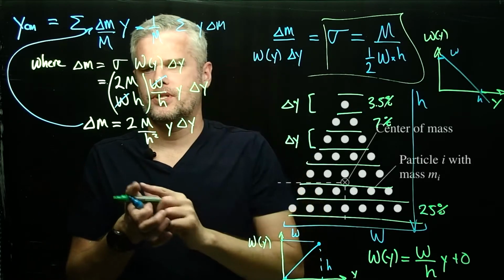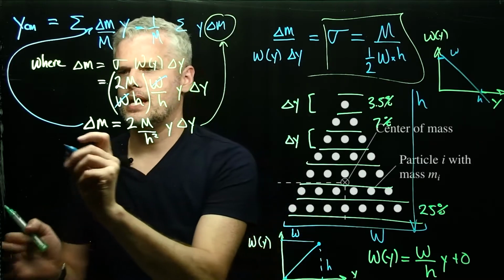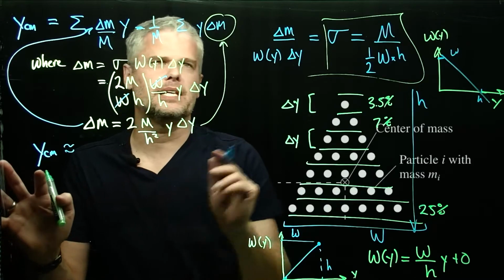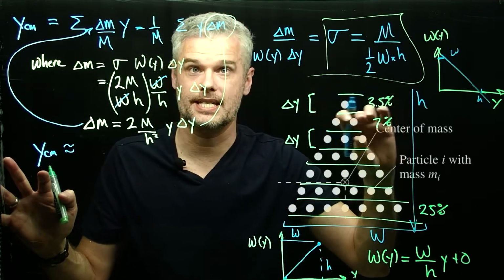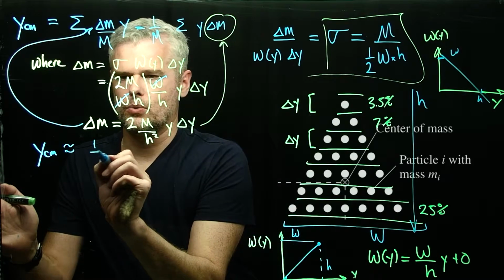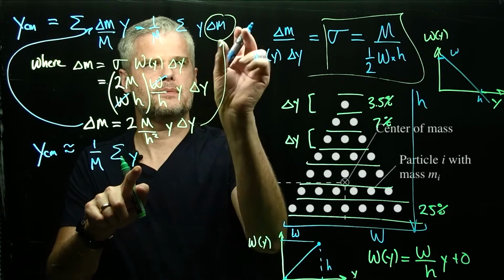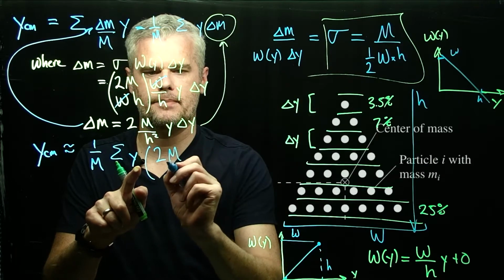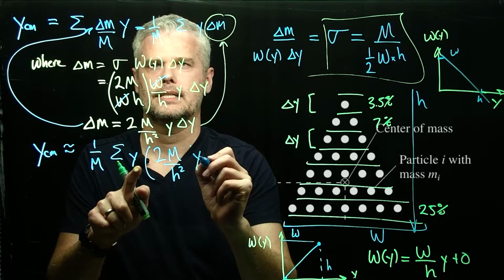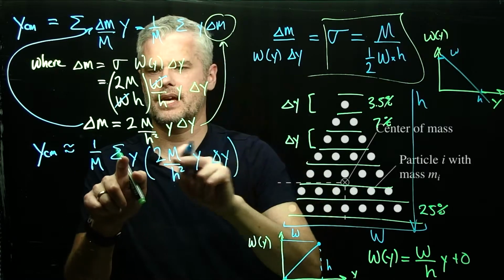So I need to substitute this delta m in to here. So let's do that. The y center of mass, and actually this is really approximately equal to, because I've chosen these thick slices, delta y. It's approximately equal to 1 over m times the sum of y times delta m. What's delta m? It's 2m over h squared times y delta y, right? That's delta m. Oh, but I need to multiply this by y, and I've done that here, so I've got two y's.